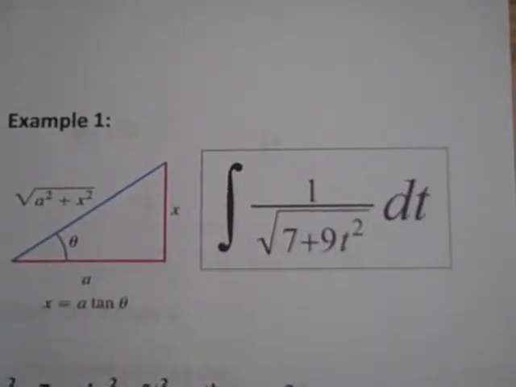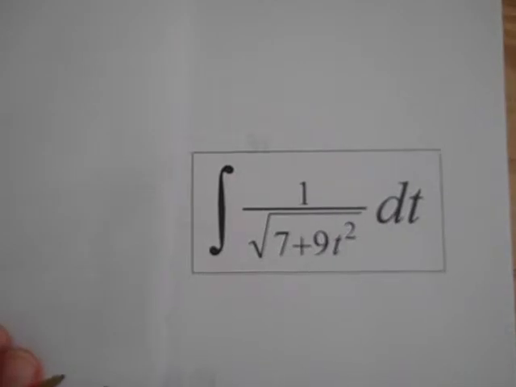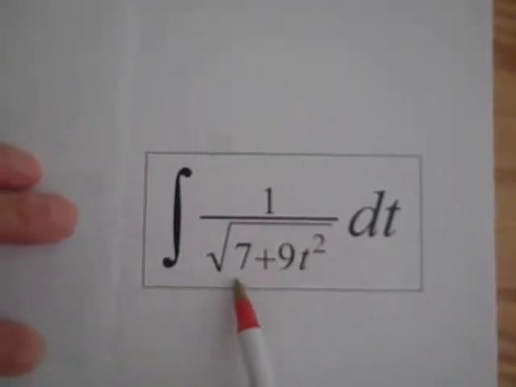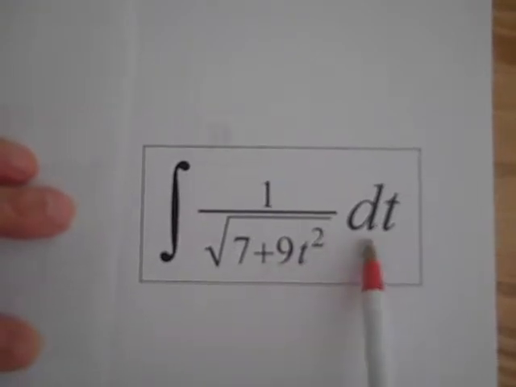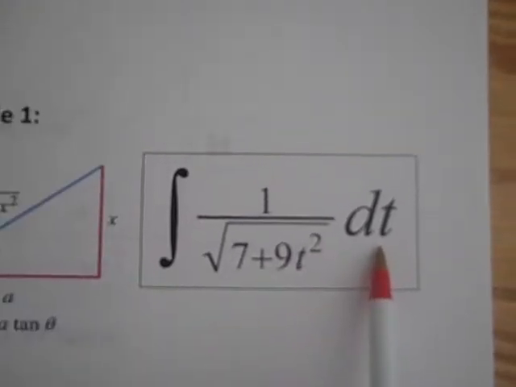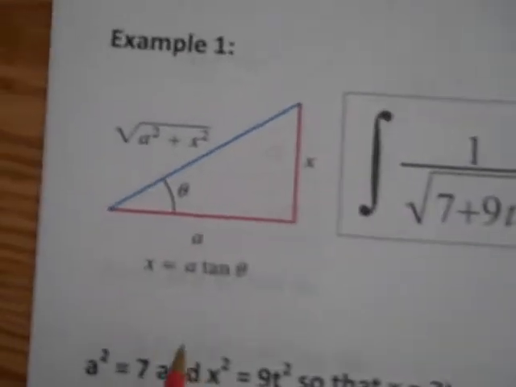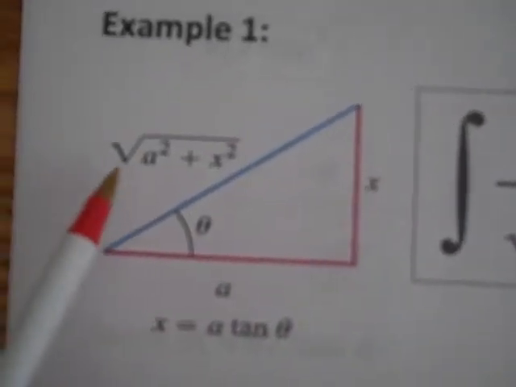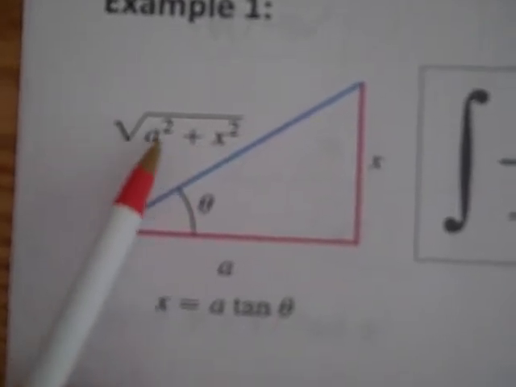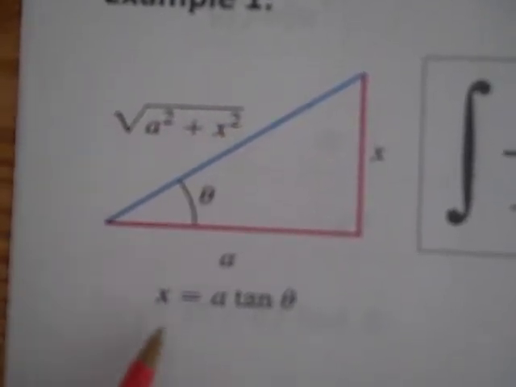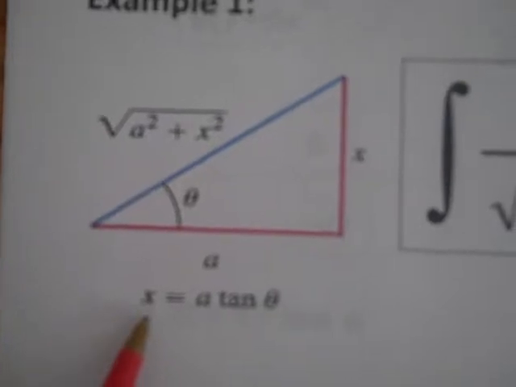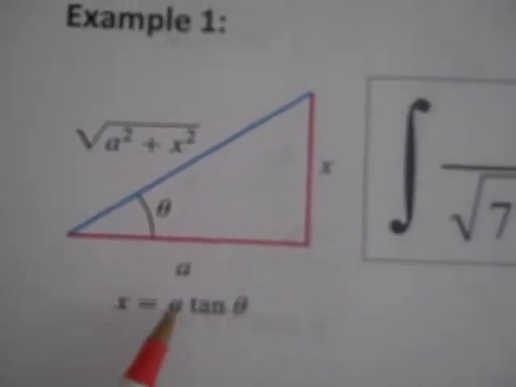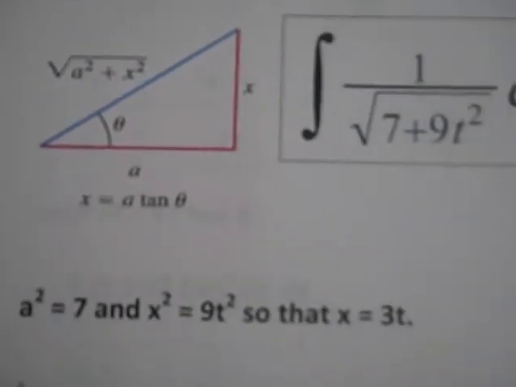Okay? Let me cover over this picture right now, and let's look at this example right here. You want the antiderivative of 1 over 7 plus 9t squared dt. This is how we're going to go about working it. Now in your book, you'll see this right triangle, and it says if you have an integrand that involves something like a squared plus x squared, the substitution you're going to want to use is x equals a tangent theta. So now let's break all of this up into pieces so we know what's going on.